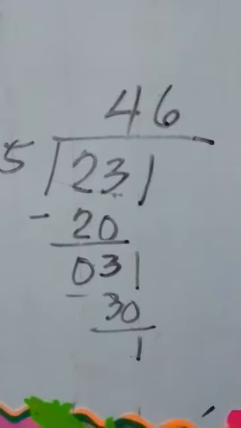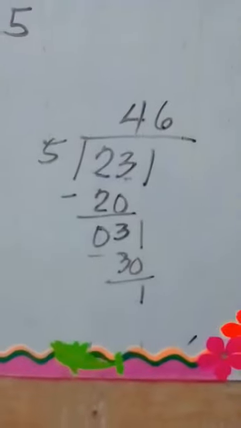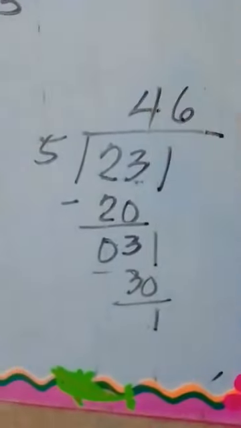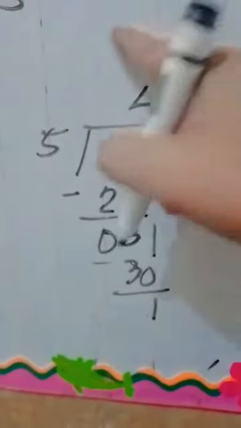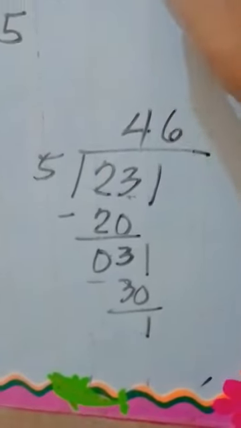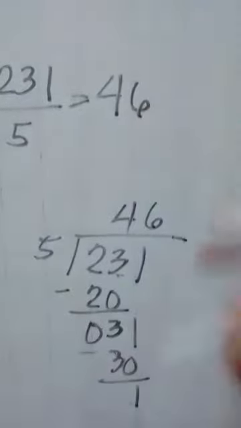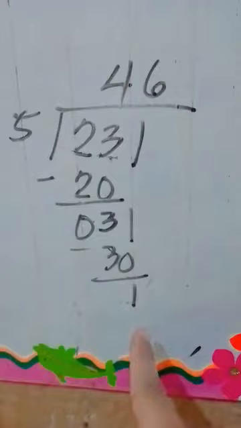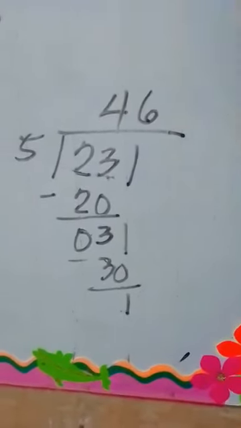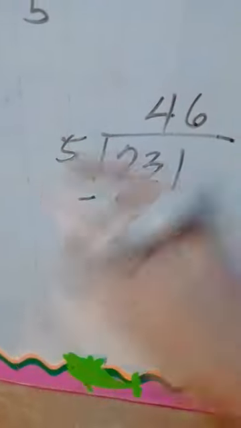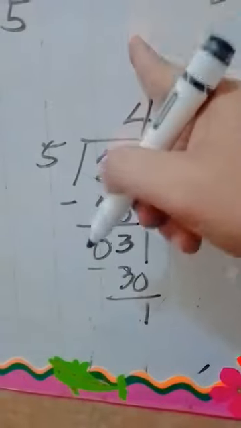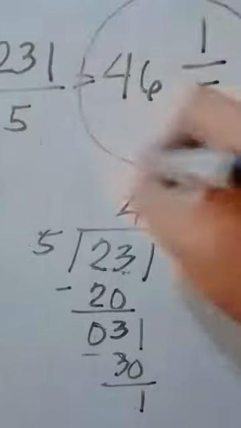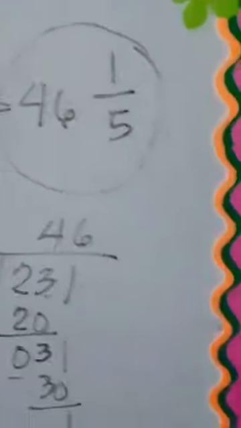Okay. So this is what we do when converting improper to mixed form. Okay. So the quotient will be the whole number. Then the numerator is the remainder, 1. The divisor becomes the denominator. So the answer is 46 and 1/5. So this is the final answer.